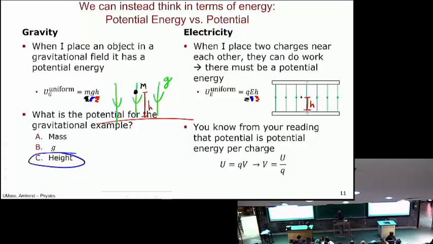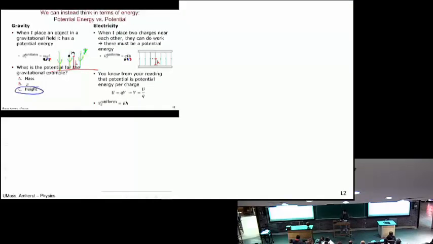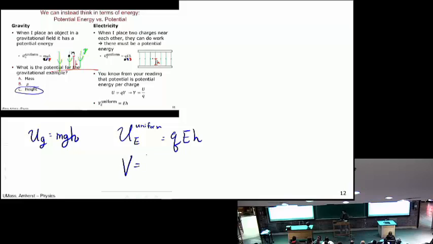So let's give this a little bit of a look. So we know that for electricity, no, go back, wrong button, that button. For gravity, the potential energy is mgh. For electricity, in a uniform field, it's qEh. Potential is U over Q.